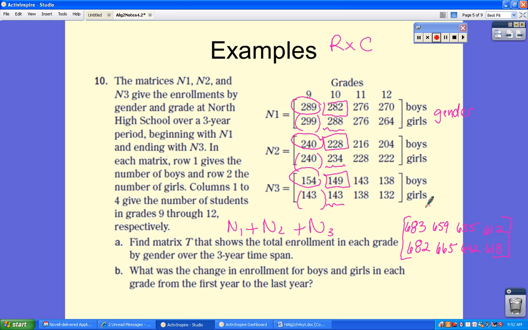Okay, what is this representing? Again, these are your grades. This is the total over the 3 years span. They're telling us to call this matrix T now. And we're talking about boys on top and girls on bottom. So what was the change in enrollment for boys and girls in each grade from the first year, which this was the first year, I think, to the last year?